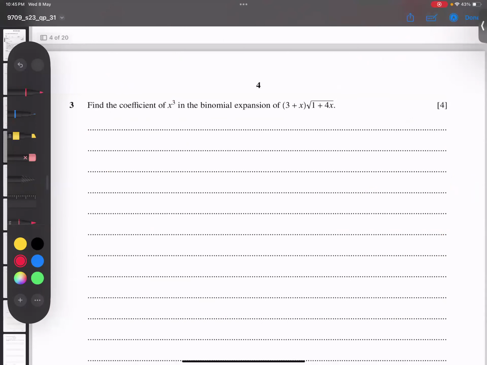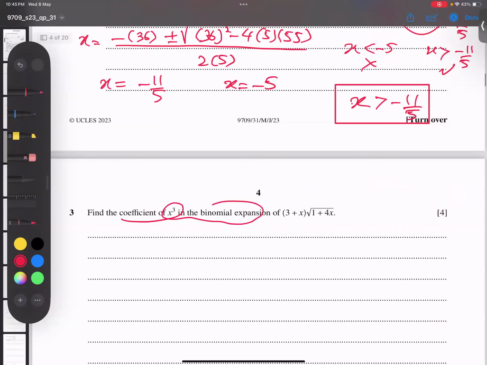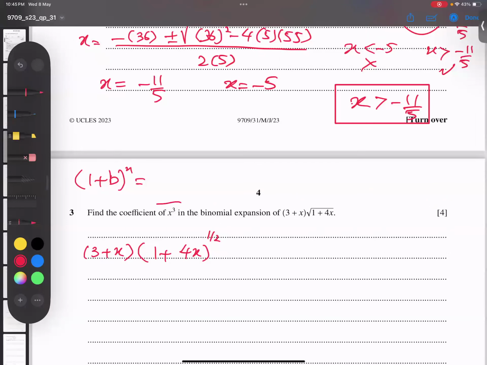Next question, question number 3. He's saying, find the coefficient of x power 3 in the binomial expansion of this one. So 3 plus x is not an issue. This will remain as it is, but the problem is coming with the power half. And you know, we have a special formula. One is given in the formula sheet even, (1 plus b) power n. And this formula is applicable only when we have +1 here, and otherwise this formula is not applicable. So make sure we can apply this kind of formula only and only when we have a +1 here.